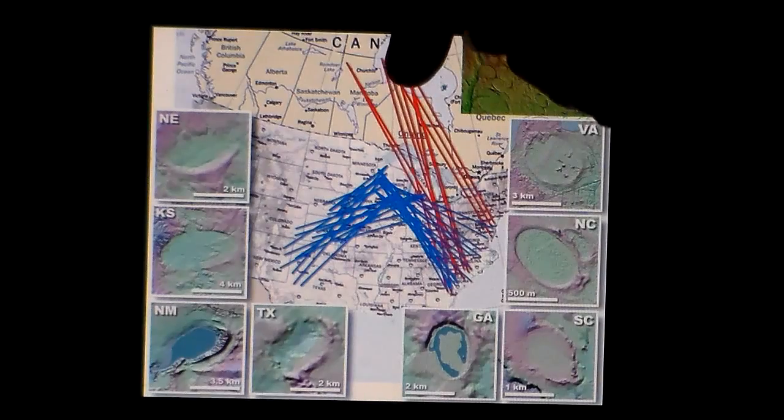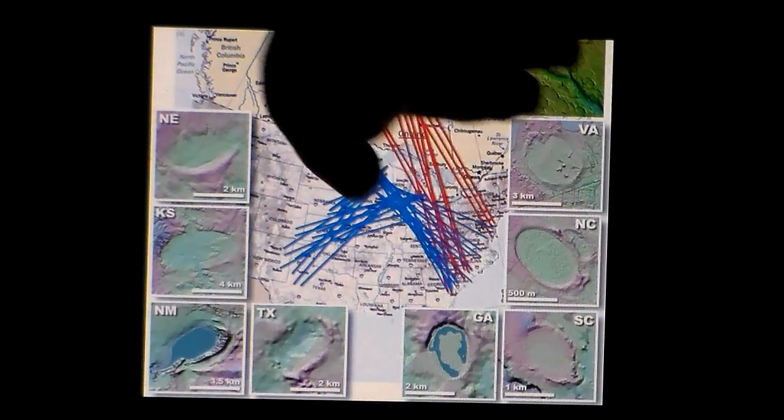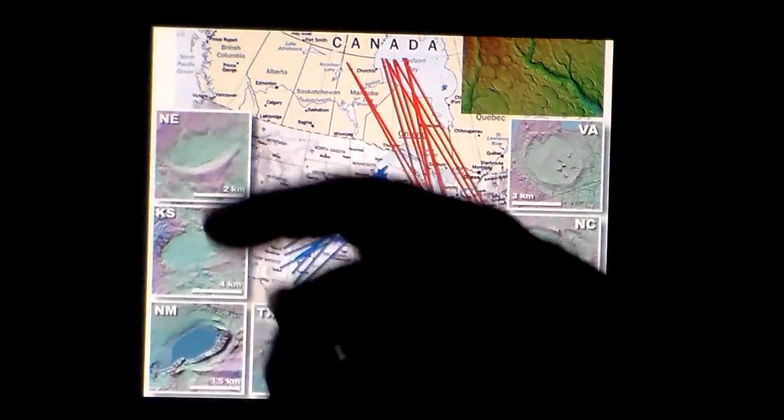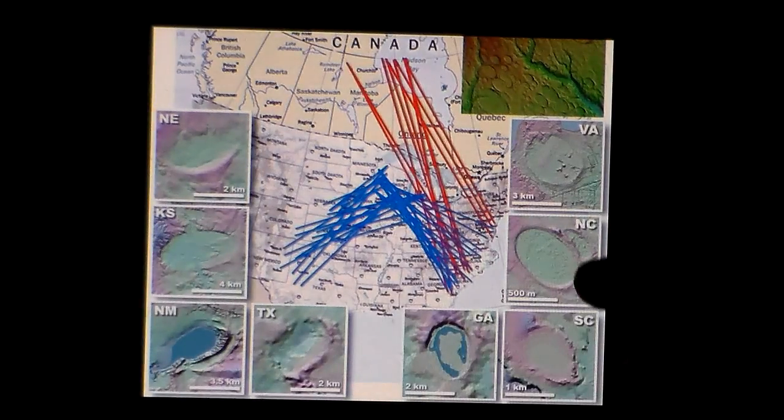Now this one broke up here and showered this area along the coast of the United States. Here's another one showered from this direction. Here's another one showered this way, and these are from Nebraska, Kansas, New Mexico, Texas, Georgia, South Carolina, North Carolina, and Virginia, and they determined the direction by the shape of the crater. They also found some here off the coast underwater, which were some of the first ones they noticed, and that's all documented in my book.